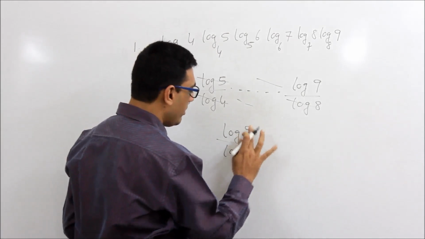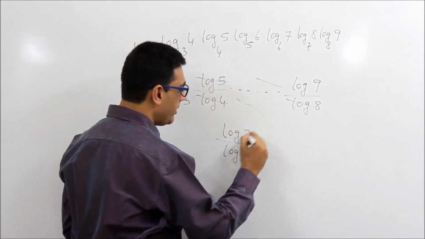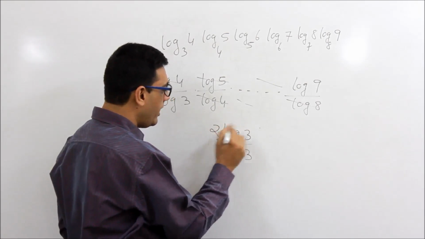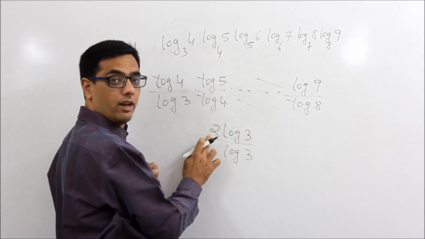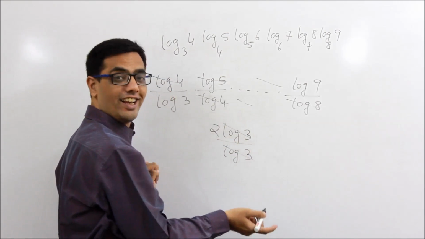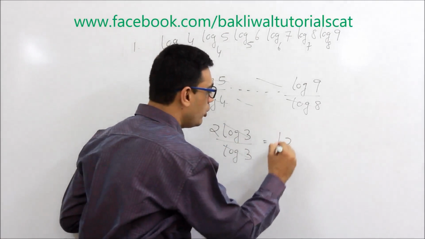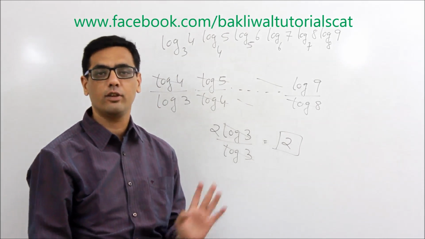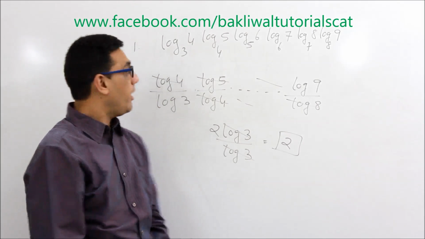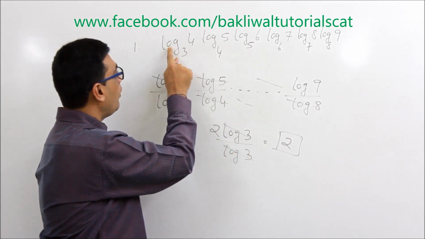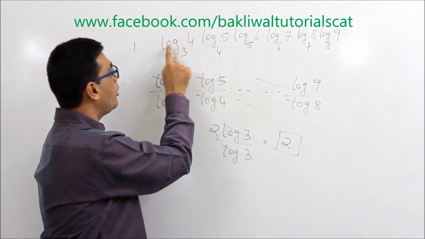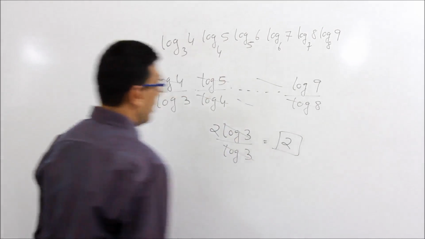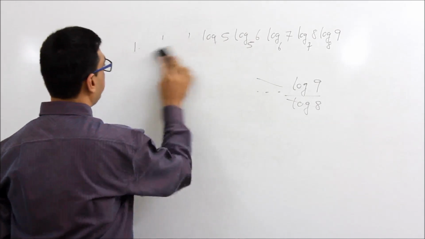This can be written as, 9 can be written as 3 square, which can be written as 2 log 3. Remember, the power will come here. And now log 3 and log 3 will again get cancelled. So the answer is 2. Please understand, to find the value of this expression, the answer is 2. So a very good question based on the application of log base a of b is equal to log b upon log a. Okay, so this is one.